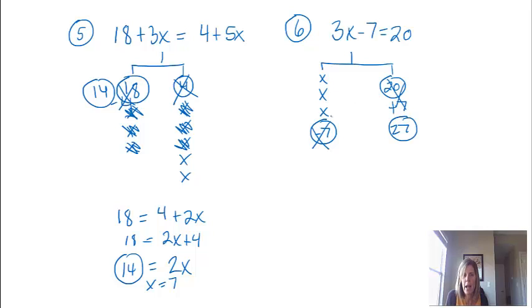So now I look at what I have. I have 3 x's on the left, and on the right I have 27. And then this is the point where we just start thinking about it. If I have 27 and I need to divide it between 3 x's, each x would have to be 9.